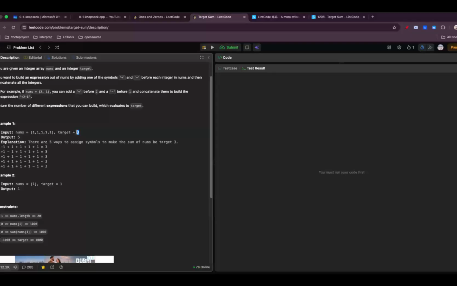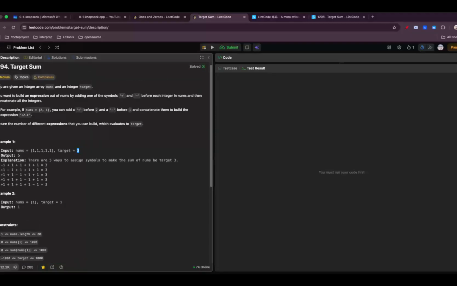Whatever numbers are given to you, either you use all of them or use some of them. But here, what they have given is you want to build an expression out of nums by adding just that thing they have given. So we have to take all the numbers, but the tweak is we have to either add or subtract. Here we need to take all the numbers.